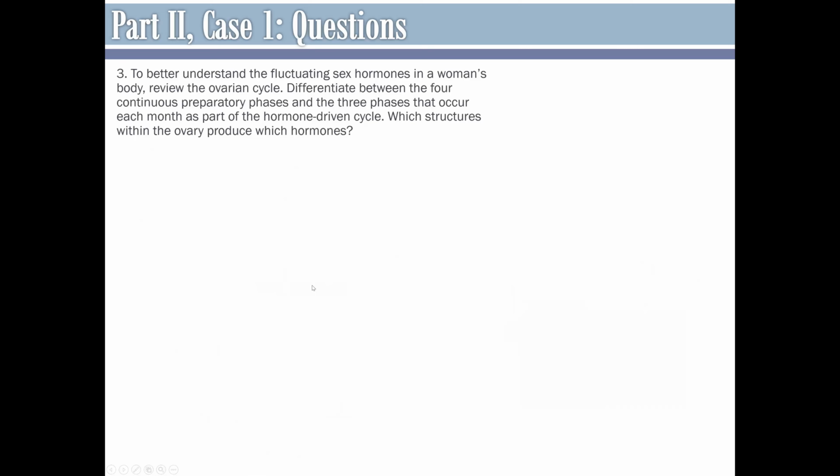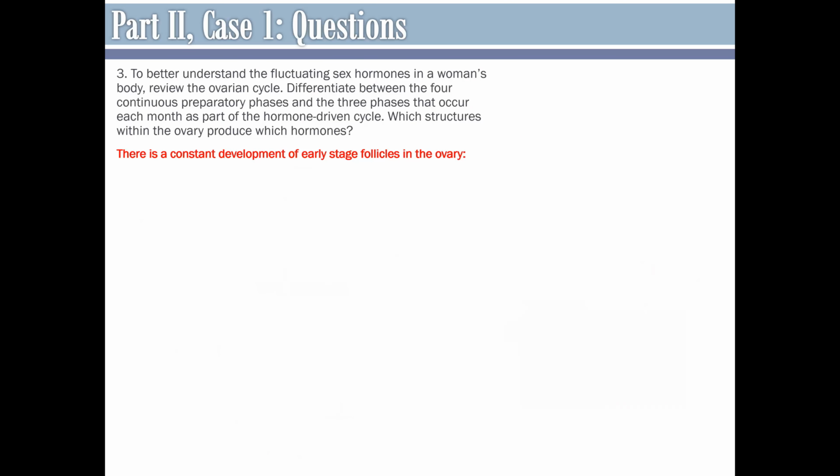Number 3, to better understand the fluctuating sex hormones in a woman's body, review the ovarian cycle. Differentiate between the 4 continuous preparatory phases and the 3 phases that occur each month as part of the hormone-driven cycle. Which structures within the ovary produce which hormones?